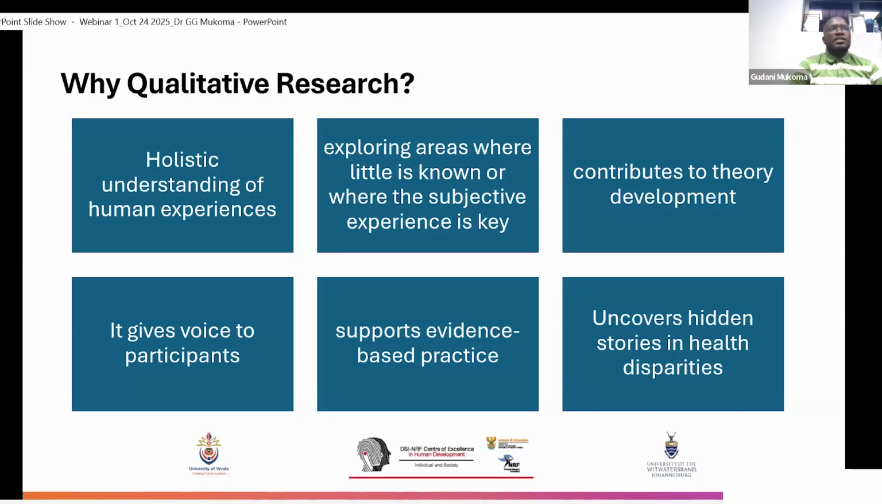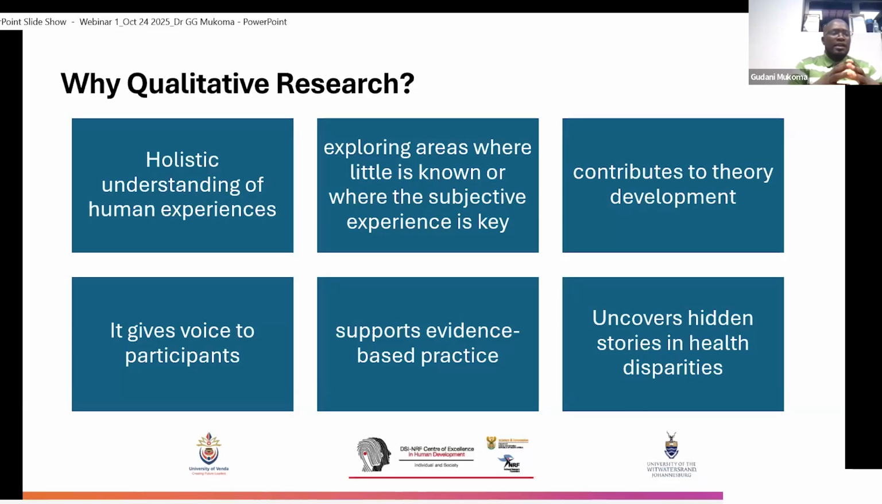However, we will never get a sense of understanding why so many individuals were actually obese. So their own views in terms of what has contributed to them becoming obese. What are some of the barriers that made it difficult for them to live a healthy lifestyle, that is a lifestyle of adopting physical activity, healthy nutrition, and so forth. And that's what qualitative research enables. We are able to get those nuances and complexities that shape individual lives. It is also very essential in exploring areas where little is known or where the subjective experience is key.